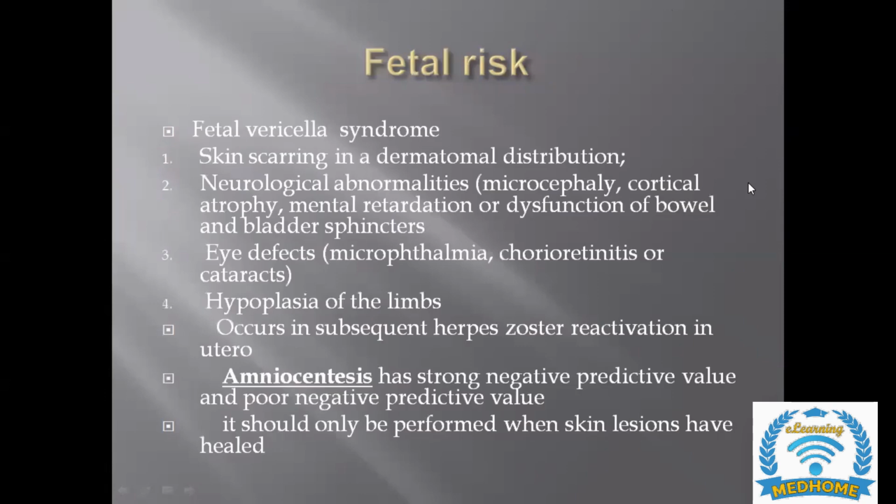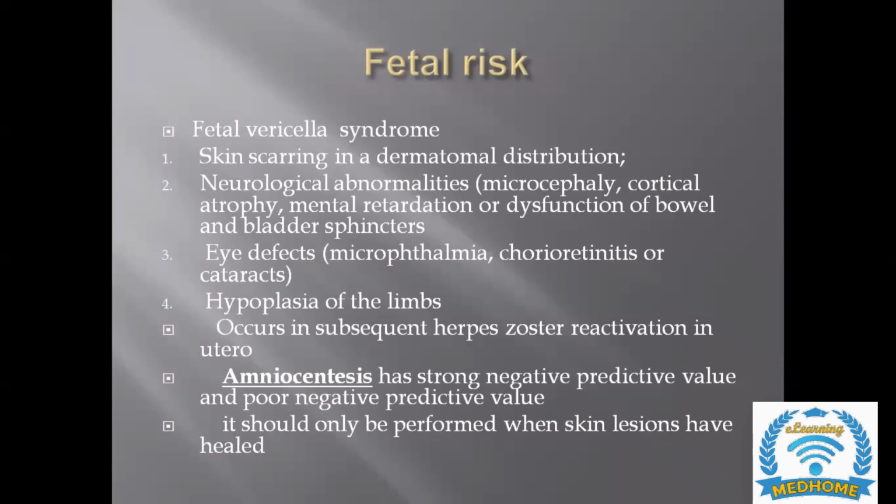And what are the fetal risks? We discussed fetal varicella syndrome. Now we will see why it is important to rule it out, because it causes skin scarring, neurological abnormalities, microcephaly, cortical atrophy, mental retardation, or dysfunction of bowel and bladder sphincters. The mental retardation and dysfunction of bowel and bladder cannot be detected on ultrasound. It can only be detected by amniocentesis.